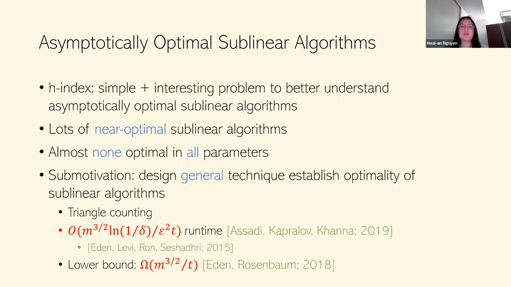Here we can see the runtime that Assadi, Kapralov, and Khanna established in 2019 for their algorithm for triangle counting. This heavily depended on the method that was used for the same problem by Eden, Levi, Ron, and Seshadhri in 2015. However, the most optimal lower bound up until our work was the following, made by Eden and Rosenbaum in 2018, which noticeably only depends on m and t and excludes the dependence on epsilon and delta.